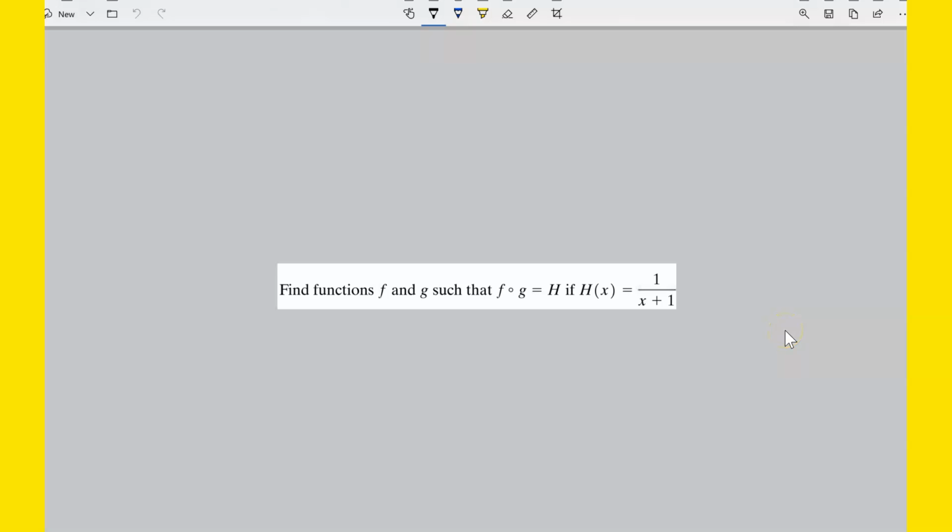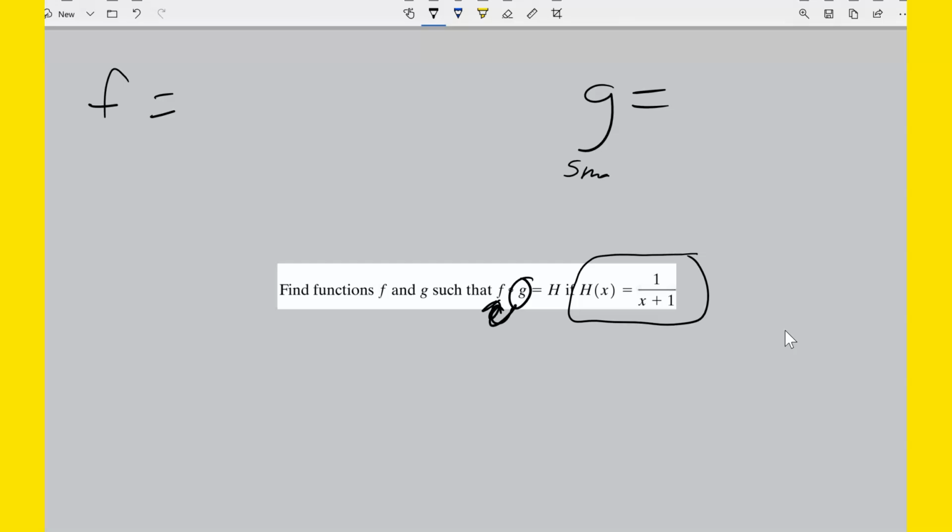All right, so here's another example like that. Here's the overall function. We're trying to find f and g to create that function when we plug the g into the f. So again, think of g as the small and f as the large. Or you think of g as the inner and f as the outer, or the bigger picture.